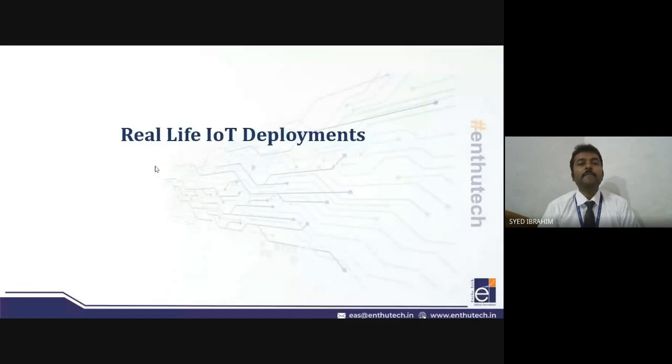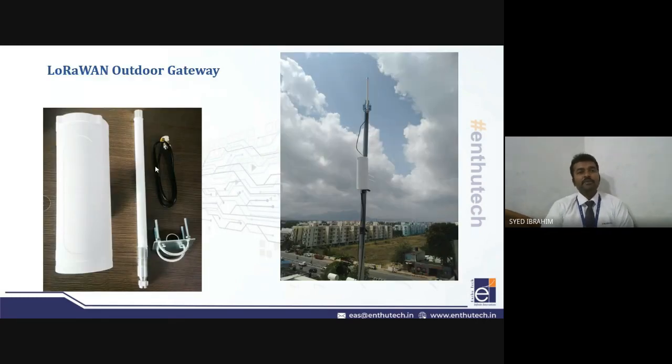For example, where are all these applications deployed? I'll show you. This is the outdoor gateway, which has a typical range of 10 kilometers in desert areas, but inside cities we observed up to 4.5 kilometers. That is the distance between the gateway and the application. I hope you can understand. This gateway will send the signal directly to the cloud, and it requires an active internet connection for functioning, right?